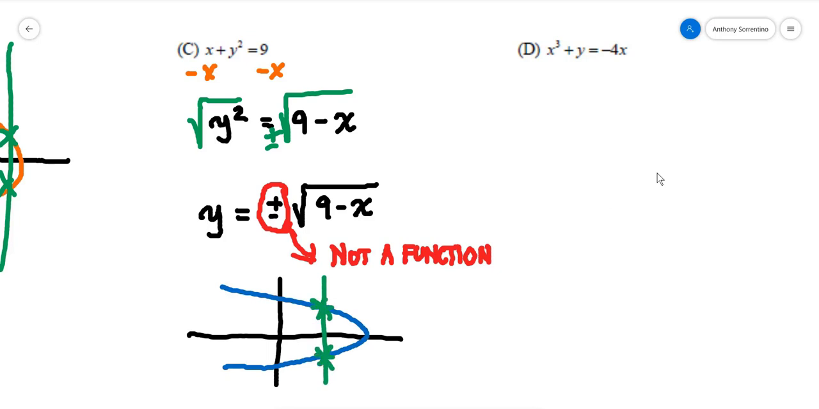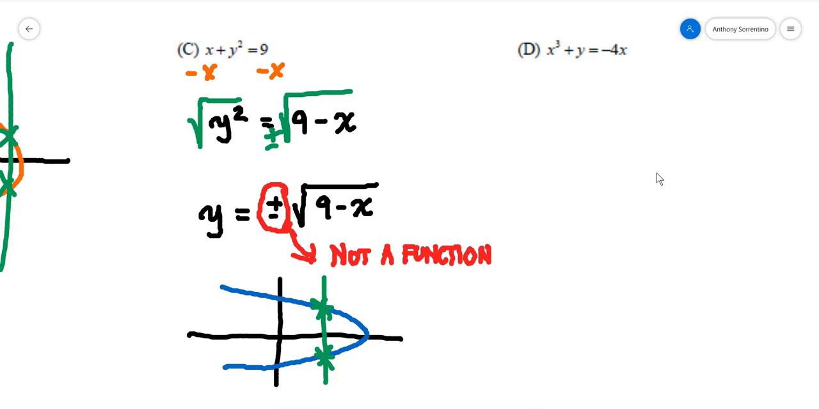but as we can see here, it fails the vertical line test. So that plus or minus symbol is going to create situations where a single x value, so say I chose x to be 0. Well, if x was 0, the square root would become the square root of 9, which is 3. Y would be plus or minus 3. I would have two different y values for a single x value.